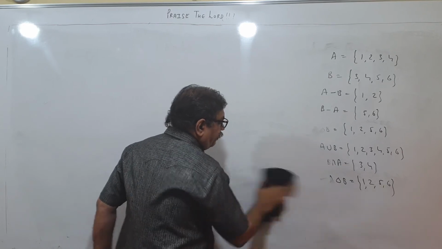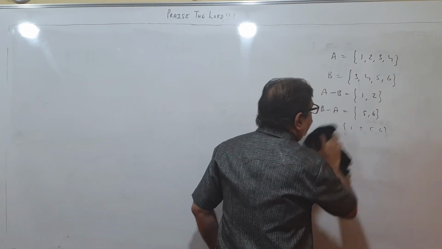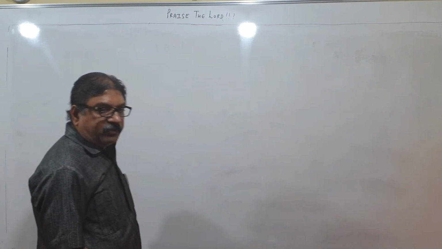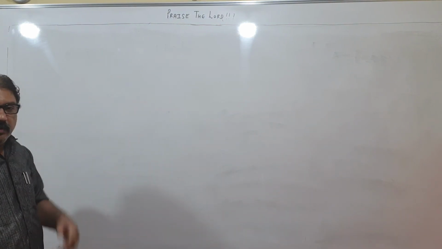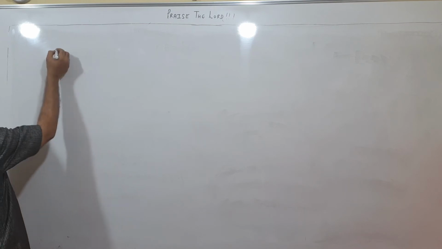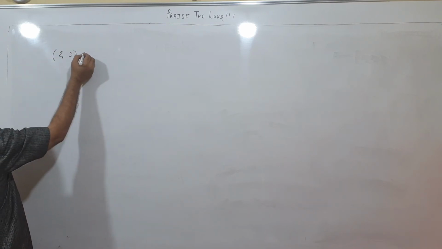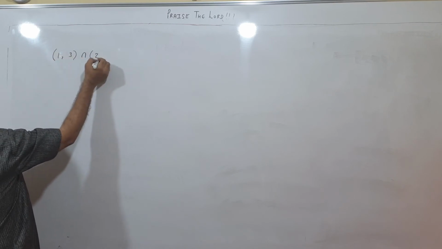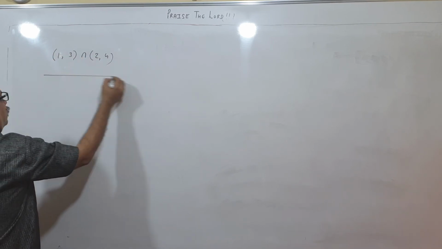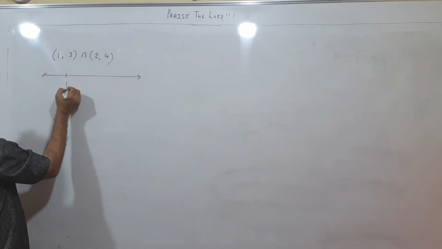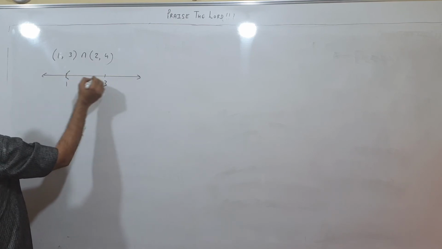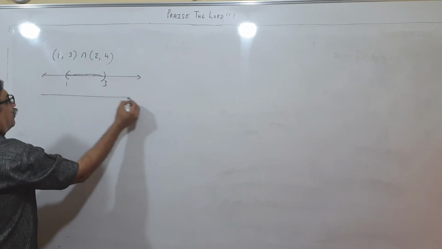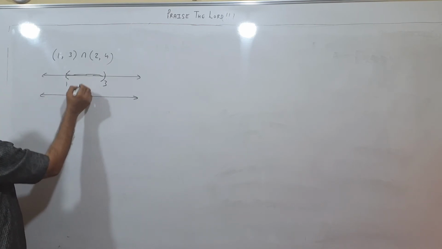Let me teach you the intersection of intervals, which we have not taken up. Union I took up, intersection I did not take up because it directly went to different sets. Supposing I am having the intersection of (1, 3) and (2, 4). Let us plot them. So 1 and 3, boundary elements not included. And 2, 4. Children, this is very important for linear inequalities.